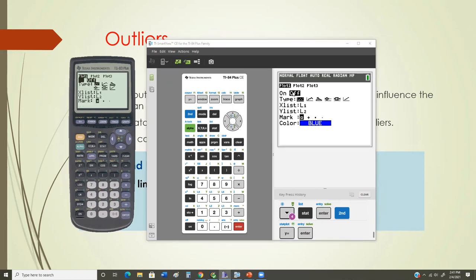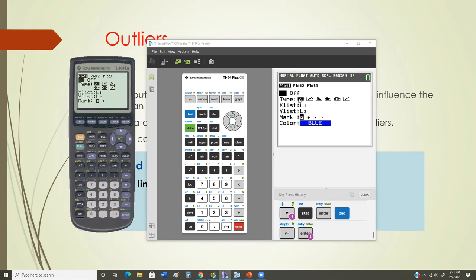You see how it has the Off button highlighted, but it's blinking. Do you want to turn the plot on? Right here where it says On, you're just going to hit enter, and it's going to move it over to be on. And then you see below it, it has all these different types of graphs.